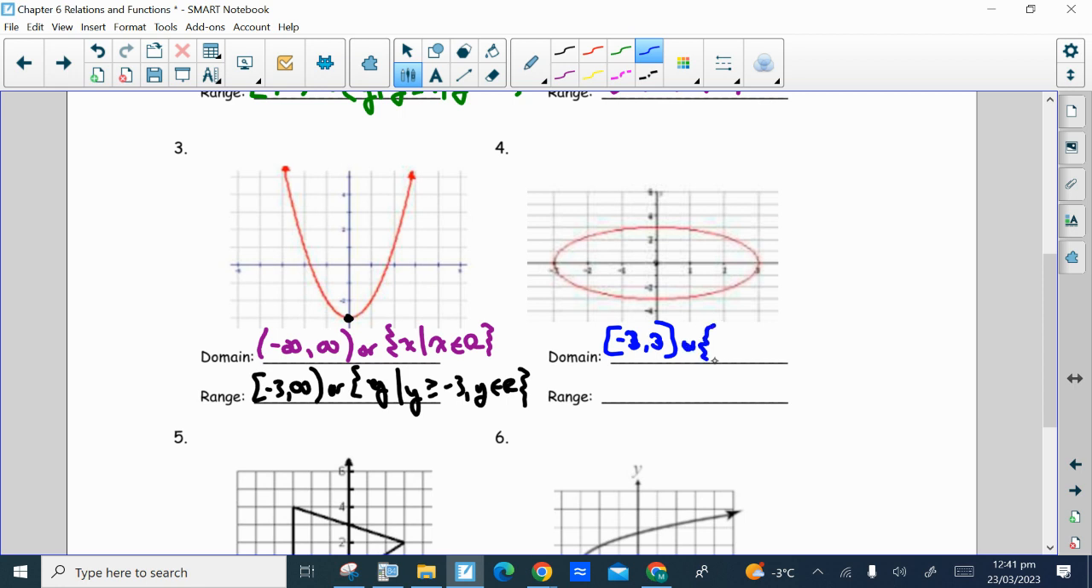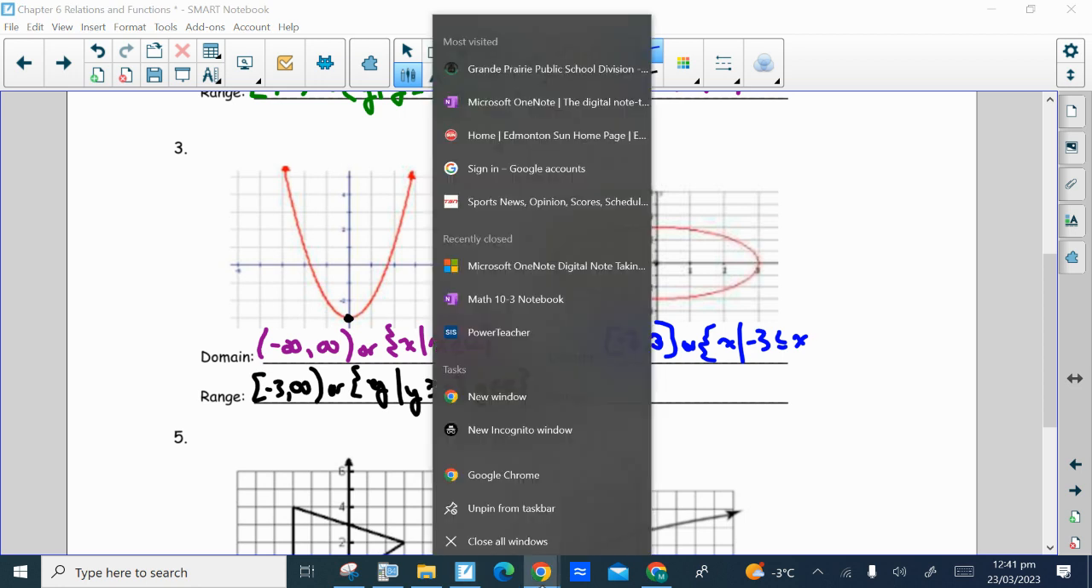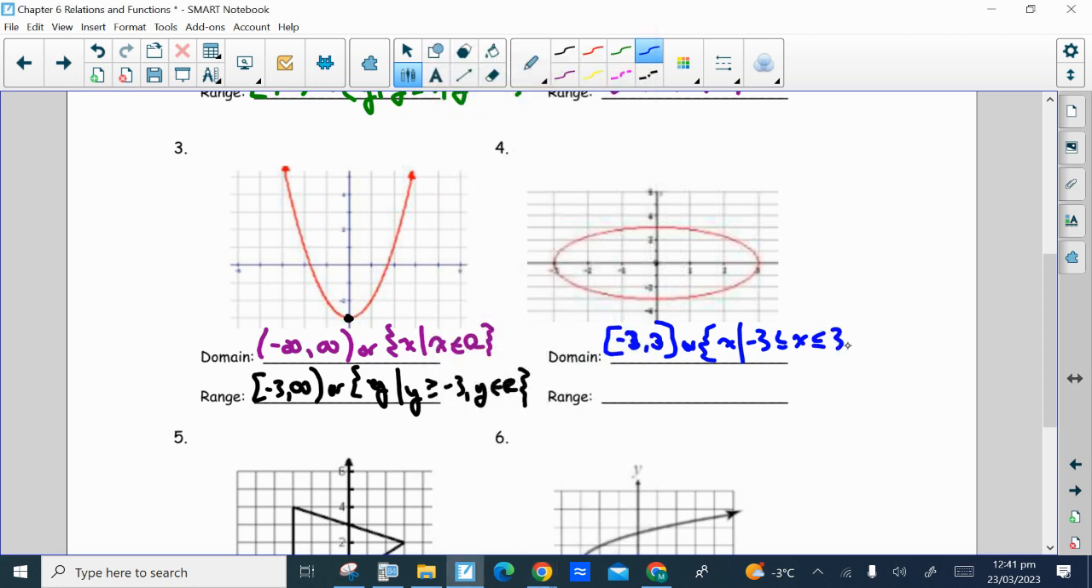And we can also use set notation. All values of x such that x is greater than or equal to negative 3, less than or equal to positive 3. And again, that is continuous data because all the points are joined together with a curve. So that means you're dealing with the set of real numbers.